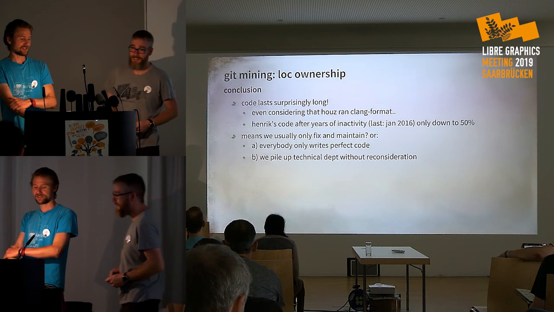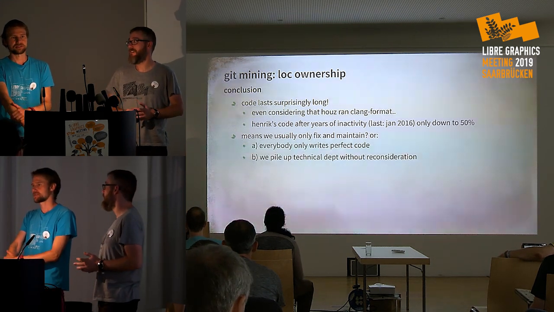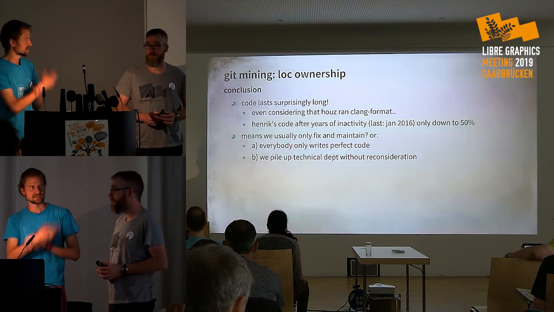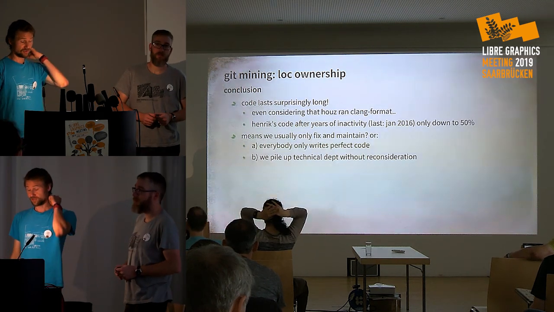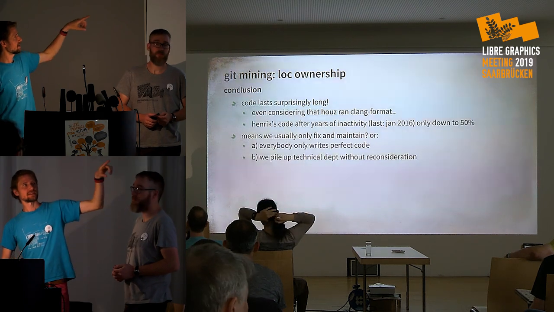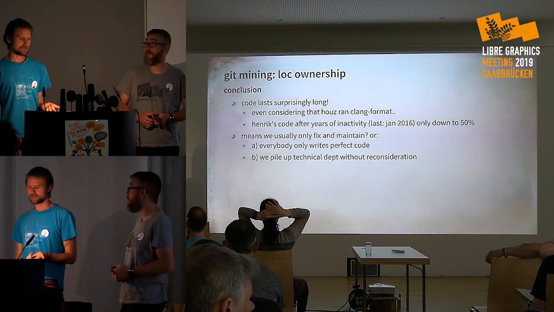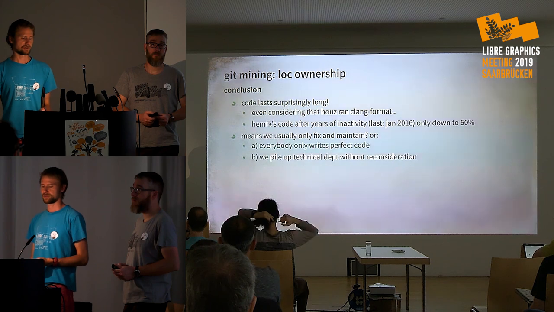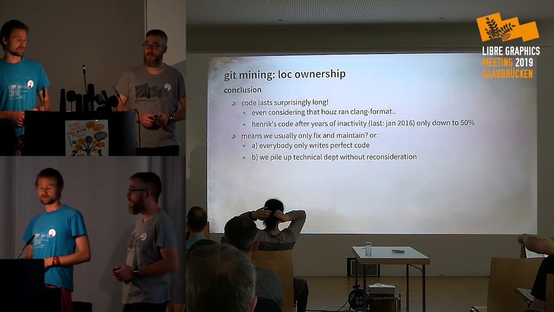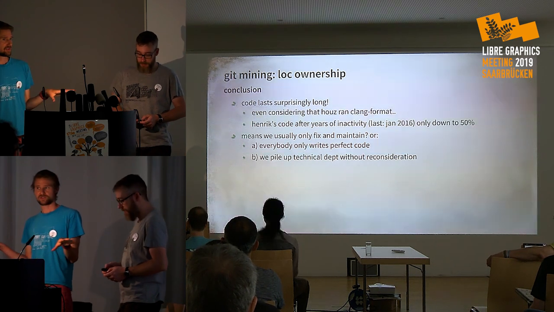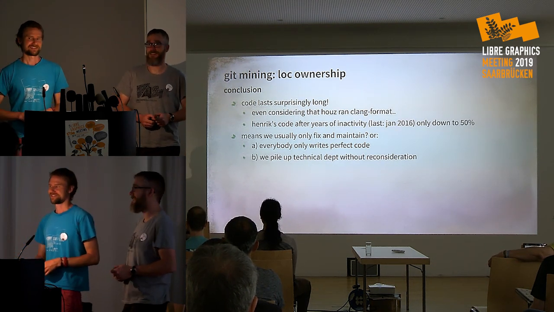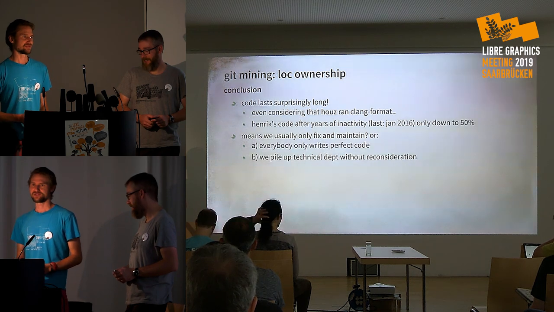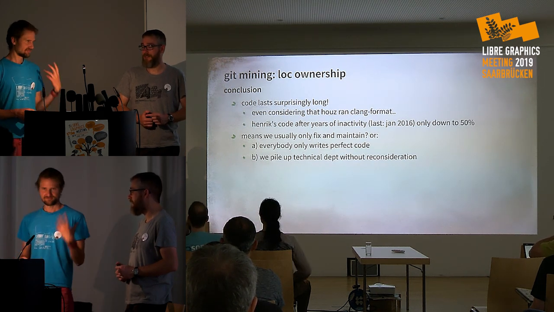Conclusion from this part of the talk: I was surprised to see how long code lasts. We don't replace it or delete it, not unnecessarily. And even considering that there's this code formatter that would change ownership very grossly, you don't really see that. Looking at Henrik's code, Henrik has done a ton of work on Darktable in the early years. He hasn't since January 2016, still 50% of his code is in there, and it's functional, it's working. So I don't know what the conclusions are to be drawn from that. Either everybody just writes perfect code here and you don't need to touch it, I somehow doubt it. And the other thing is there may be a slight possibility that we don't even reconsider the whole technical debt. We just keep it.